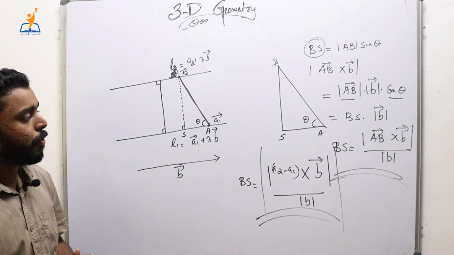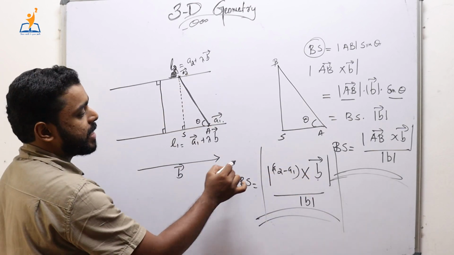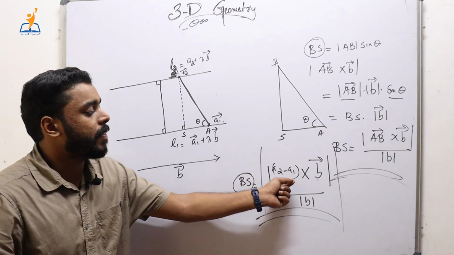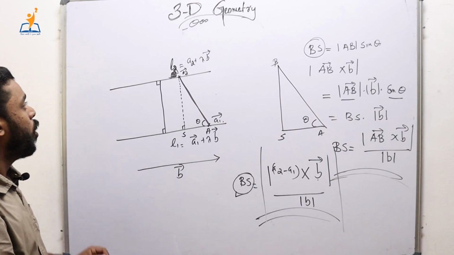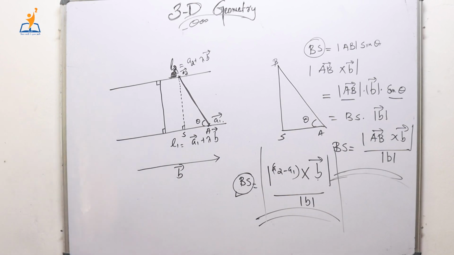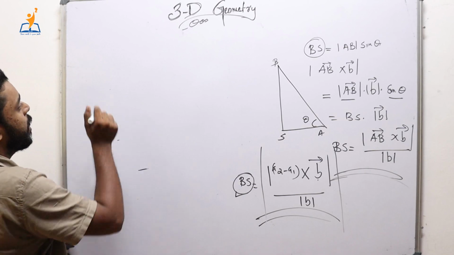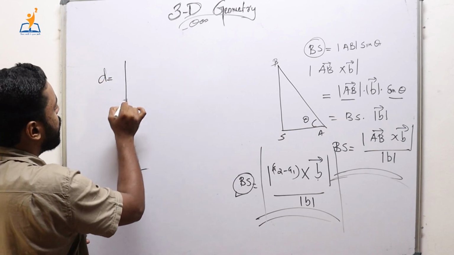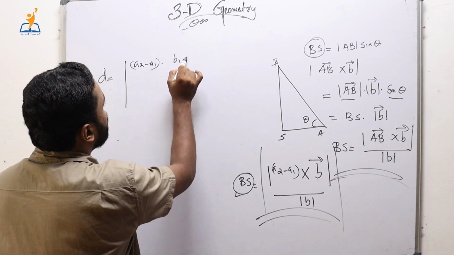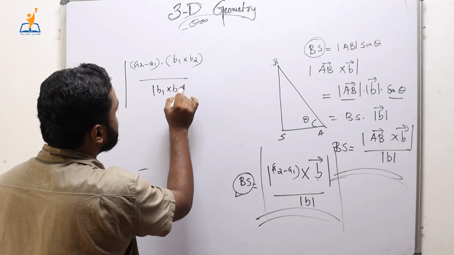So it is enough to identify the points A1, A2 and the vector B, so that we can easily find the shortest distance, which is mod of A2 minus A1 cross B divided by mod B. Also note that when we derived the shortest distance between 2 skew lines, we know that D is equal to the absolute value of A2 minus A1 dot B1 cross B2 divided by mod B1 cross B2, isn't it?